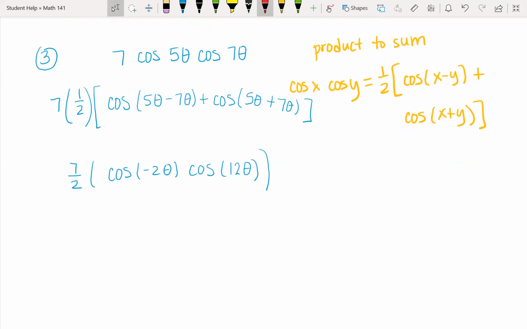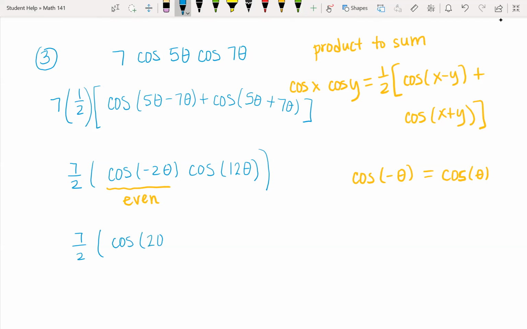Cosine is an even function. So that means when you take cosine of a negative angle, it's the same as just cosine of the positive angle. So we can get rid of that negative sign that's in the inside there. So we'll have 7/2 cosine 2 theta times cosine 12 theta.